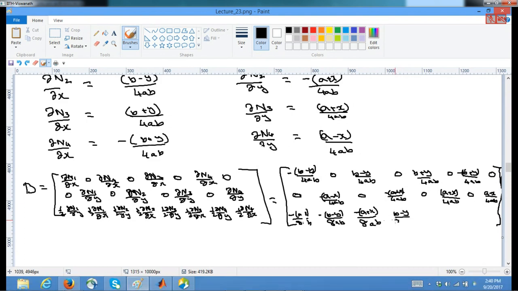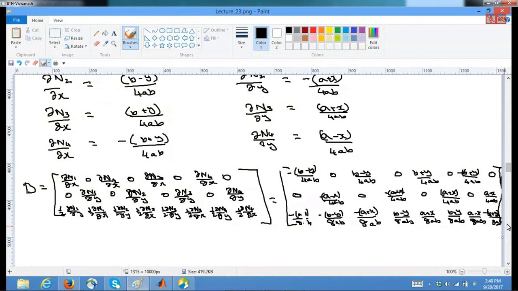By 8ab, a plus x by 8ab, b plus y by 8ab. This is a minus x by 8ab. This is b plus y, the minus sign with 8ab. So this is our B matrix.